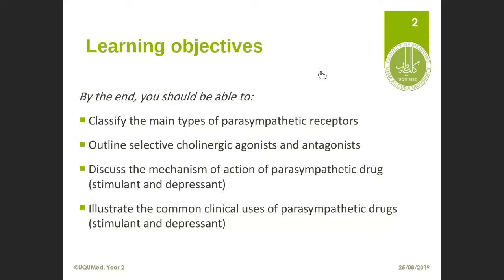Learning objectives. By the end of this session, you should be able to classify the main types of parasympathetic receptors, as we did in our first session, where we classified the sympathetic receptors. Now here we will discuss the parasympathetic receptors and their classification. Second, outline selective cholinergic agonists and antagonists. In the first session we discussed the sympathetic agonists and antagonists; now we will discuss the selective cholinergic or parasympathomimetic agonists and antagonists.